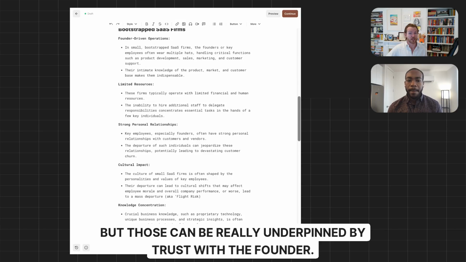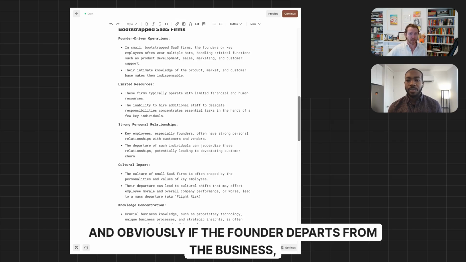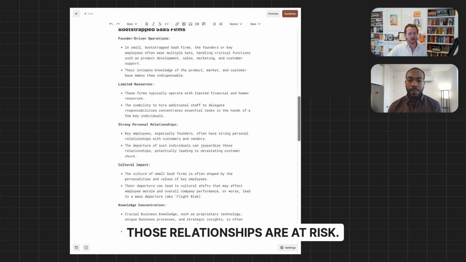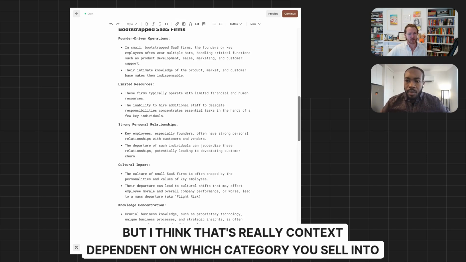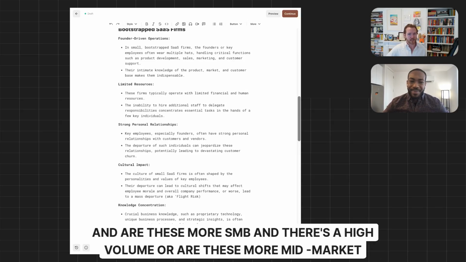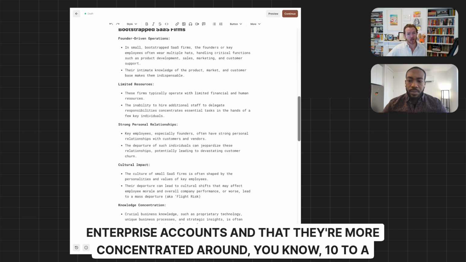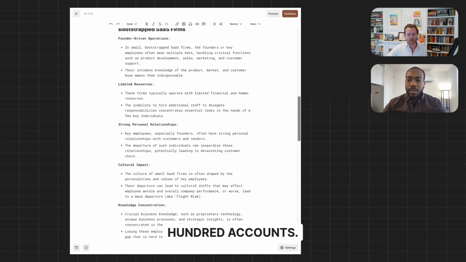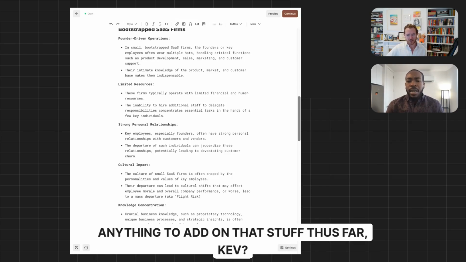But those can be really underpinned by trust with the founder. And obviously, if the founder departs from the business, those relationships are at risk. But I think that's really context dependent on which category you sell into. A simple way to distinguish that is the number of accounts. Are these more SMB with a high volume, or are these more mid-market enterprise accounts concentrated around 10 to 100 accounts? Anything to add on that stuff thus far, Kev?